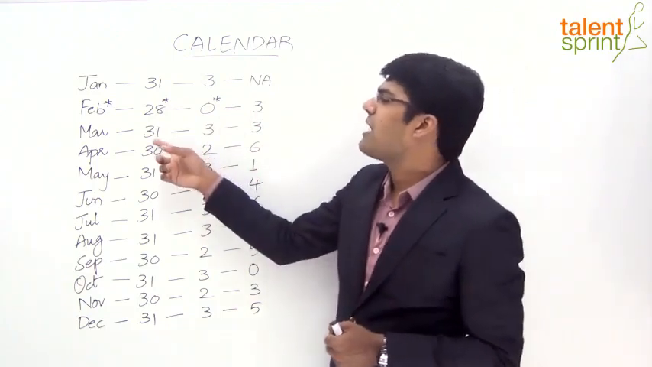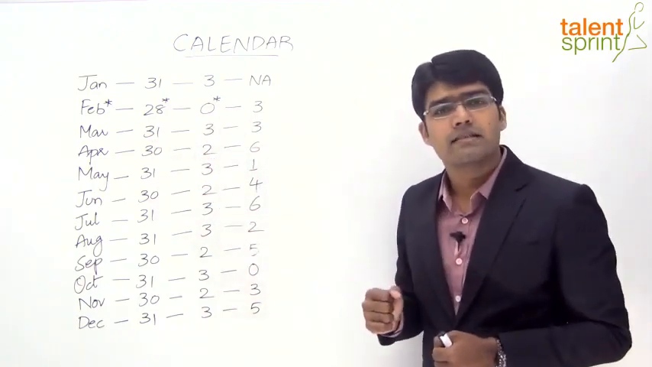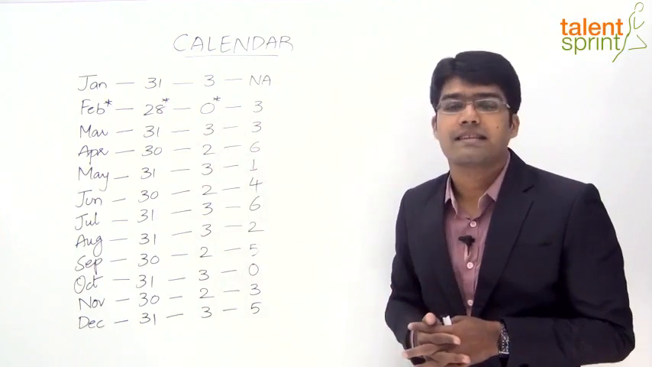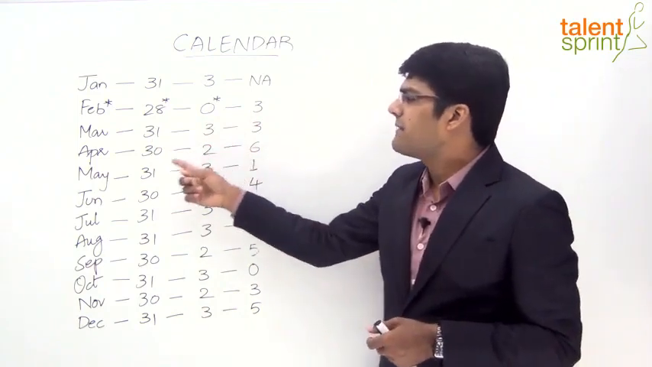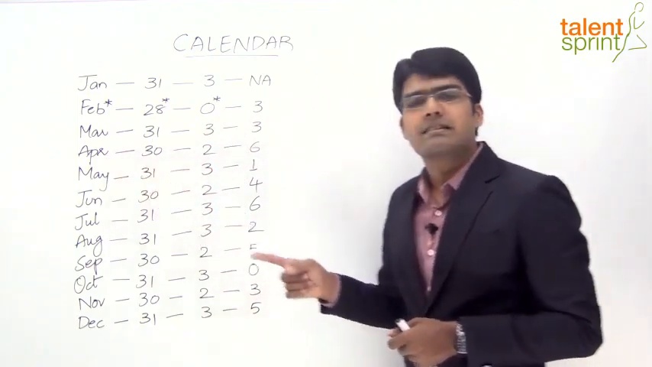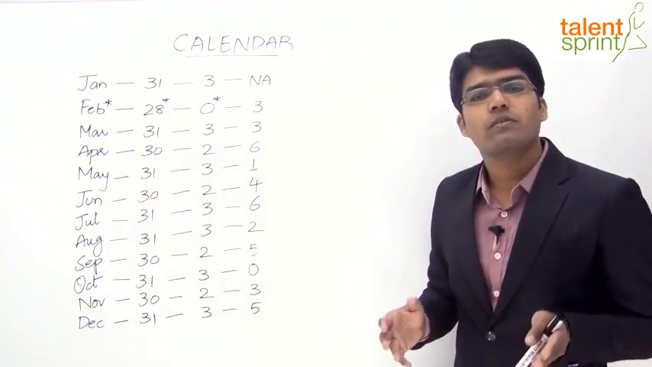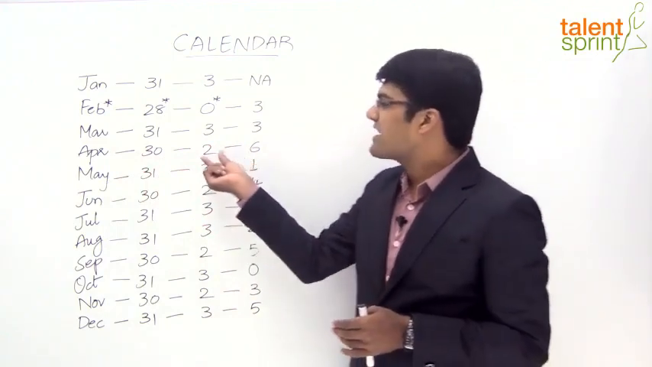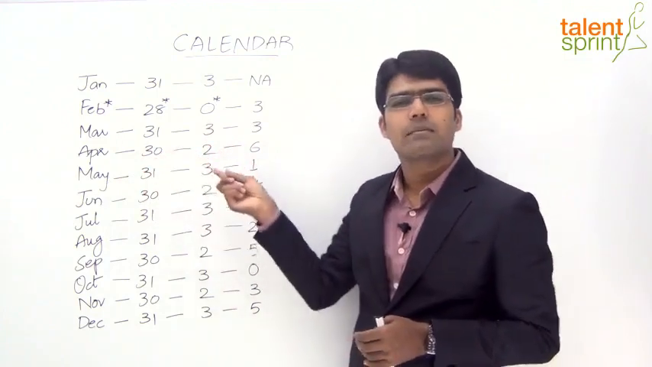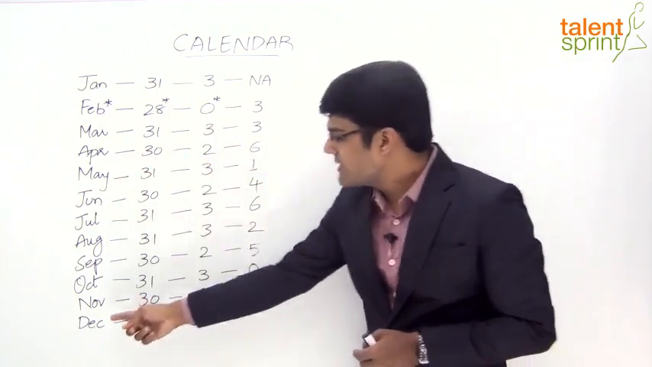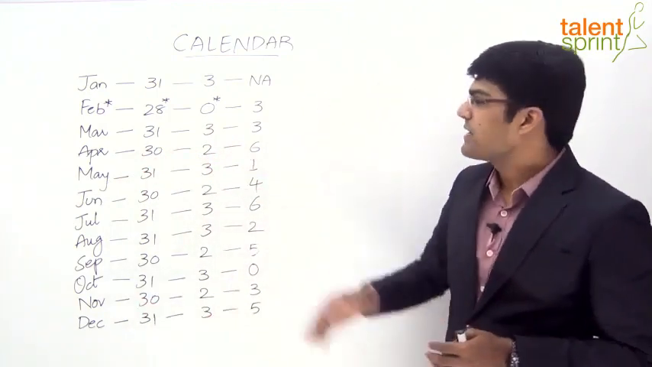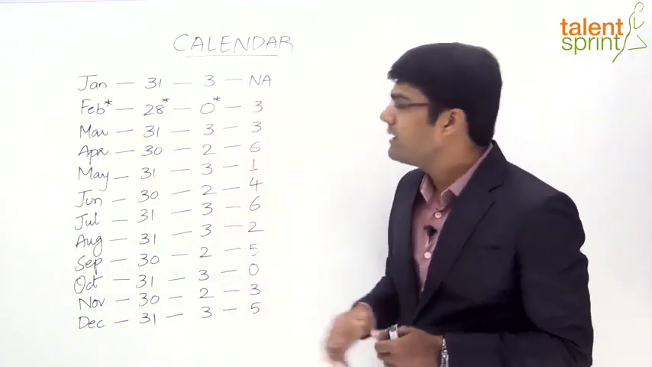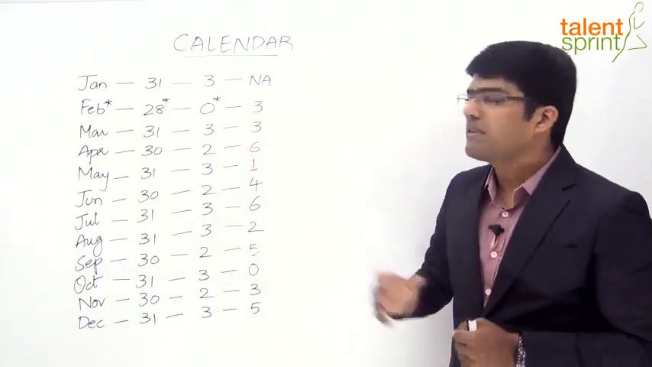Then comes the month of March. March has a total of 31 days, meaning 4 weeks plus 3 days, so 3 odd days. Likewise for April there are a total of 30 days. 30 days can be split as 4 weeks plus 2 days, so those 2 extra days give us the number of odd days for April, and so on up to December. The calculation is shown here. So the number of odd days is what is given in column number 3 for each of the months.